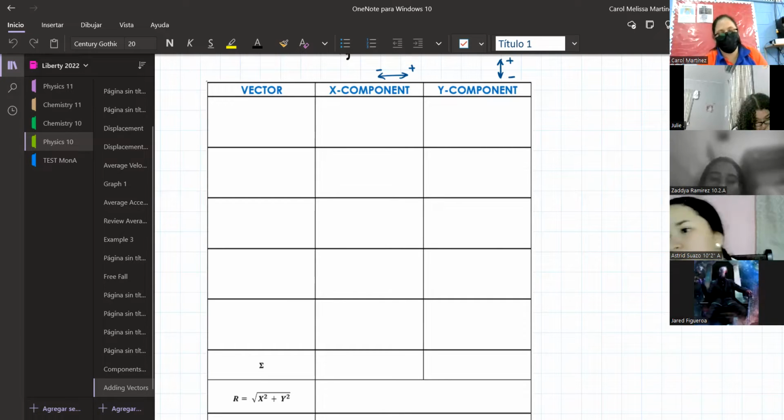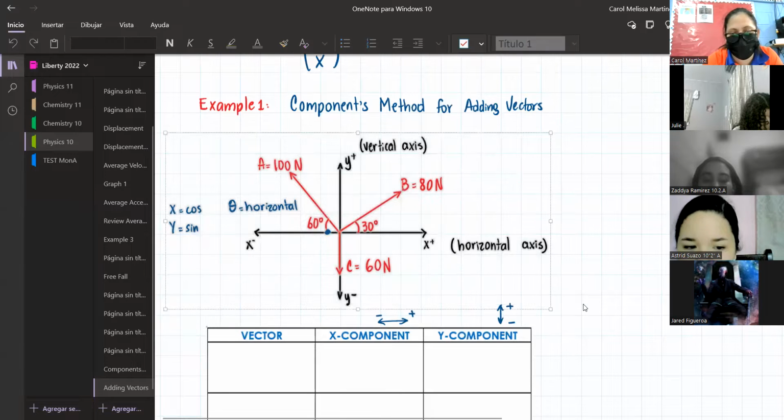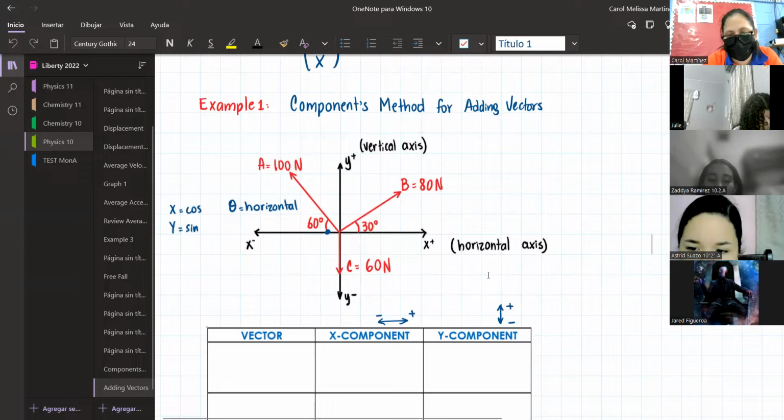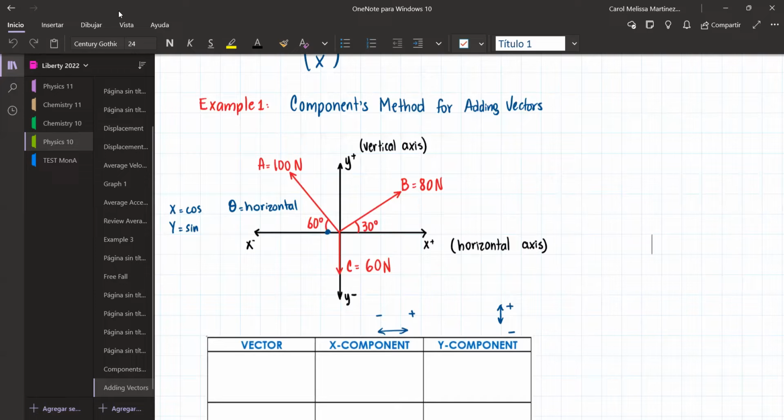Now, how are we going to use this table? I'm going to make a change. I'm going to move this exercise from the position because I want to have the table next to the exercise. Wait.